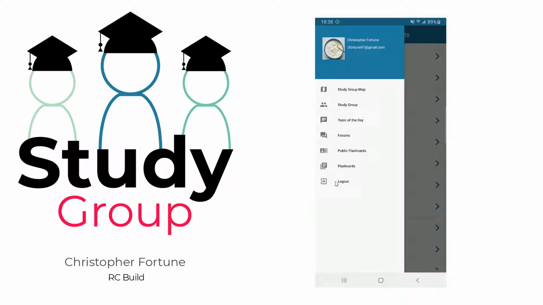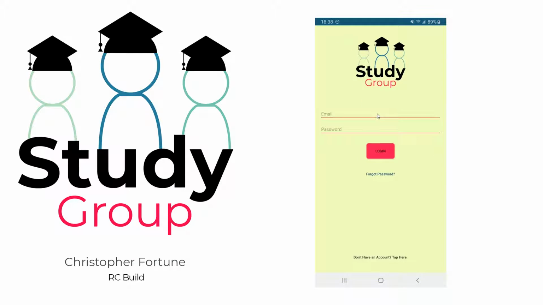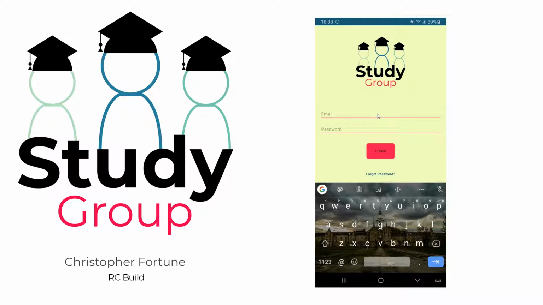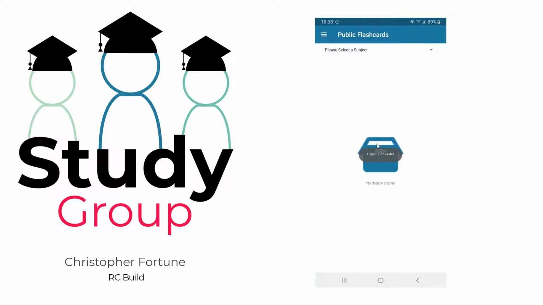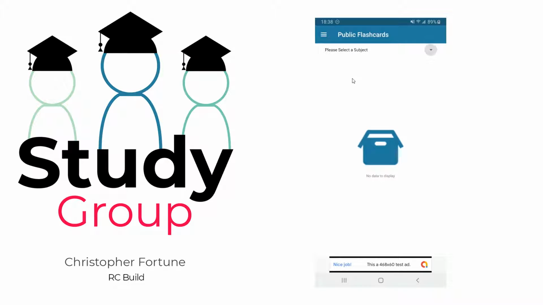To show you that another user taking that test would show up on that leaderboard, let's log back into this account that I created. We'll log in here, go down, and do computer science. As you can see, the public flashcard test is showing up even though I'm on a different account.